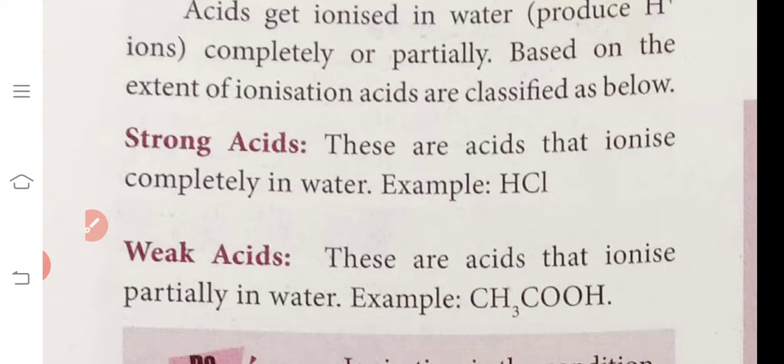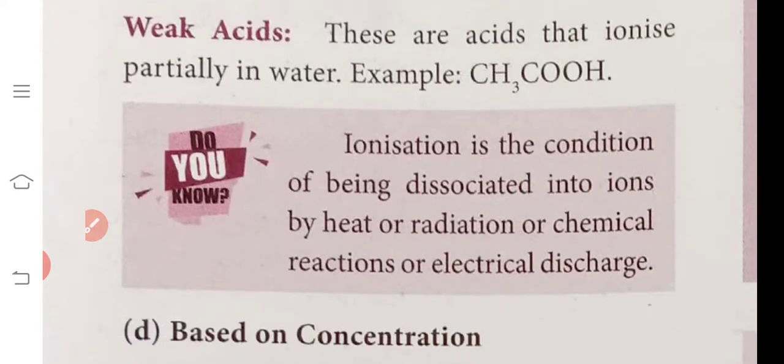These are first one, strong acids. These acids are ionized completely. Example, HCl. Weak acids are acids that ionize partially. Partially means half. So, CH3COOH, acetic acid.